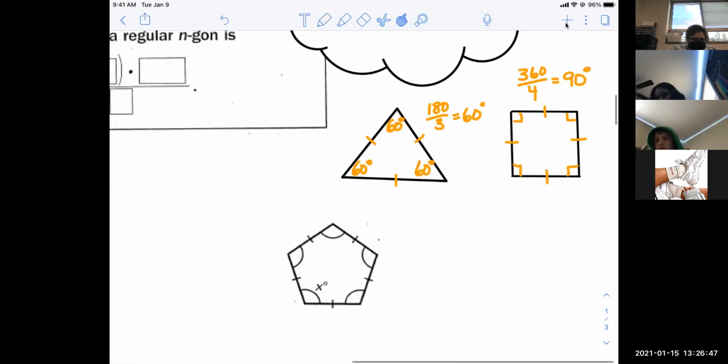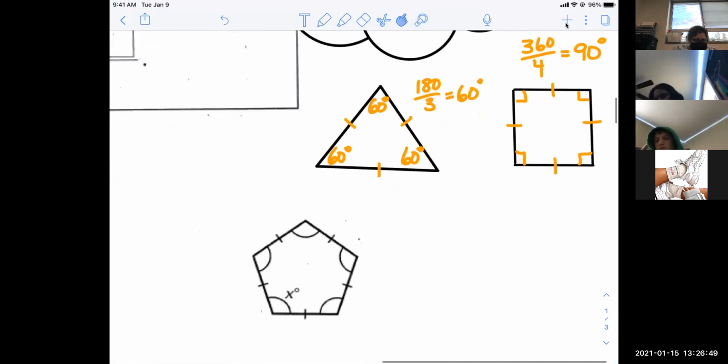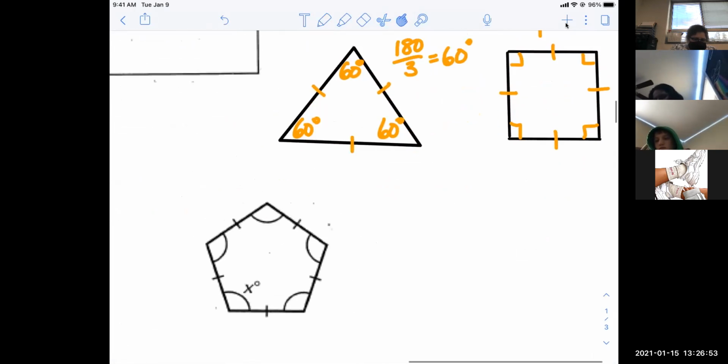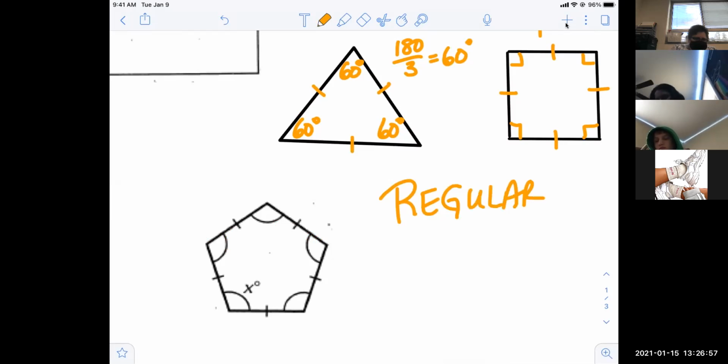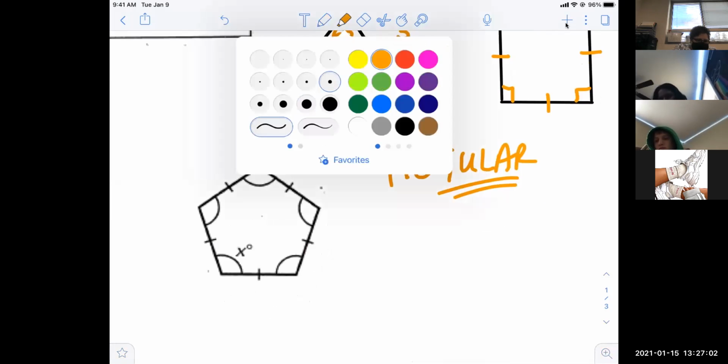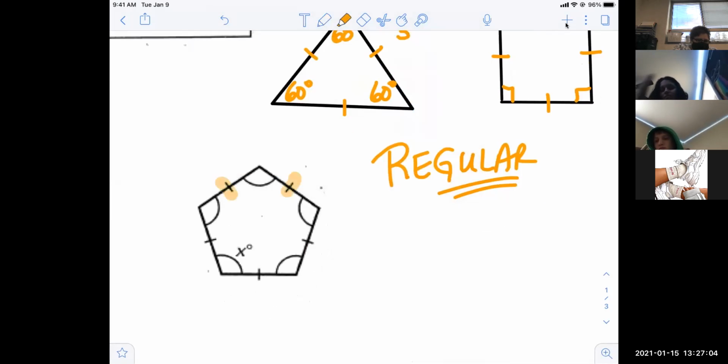Okay, what's that shape? A pentagon. That's a regular pentagon. All of these in this picture over here are regular. Because again, all the sides are congruent. You can see that because it's shown on the picture. They've shown you all the sides are the same. They've shown you all the angles are the same.